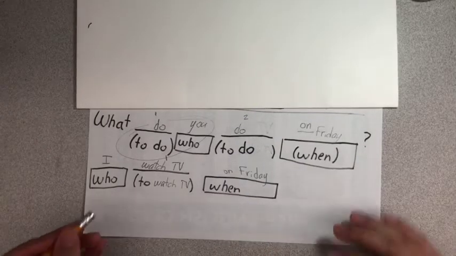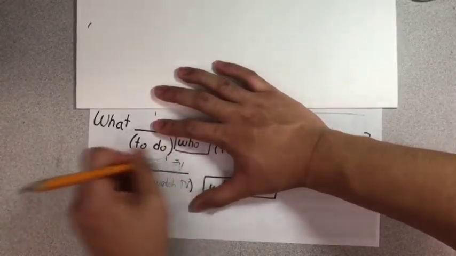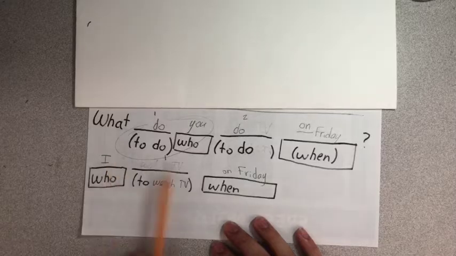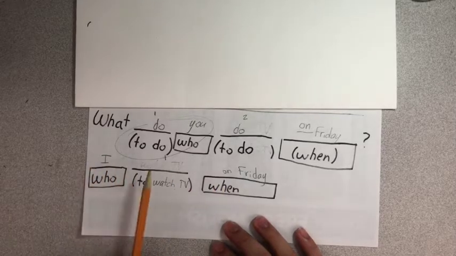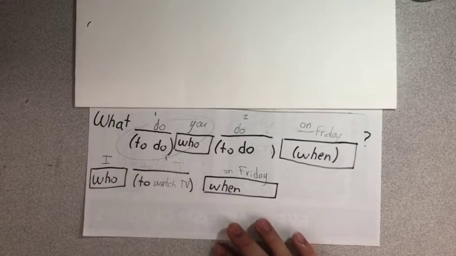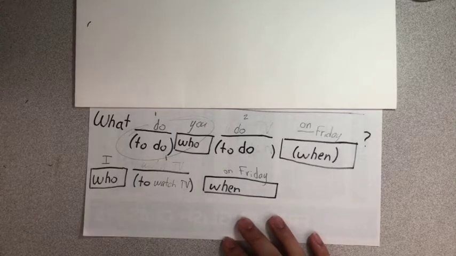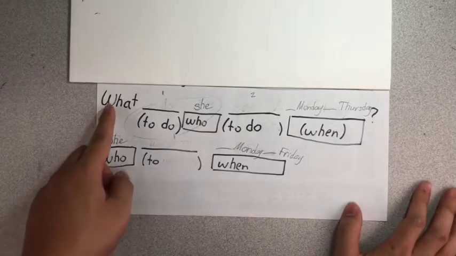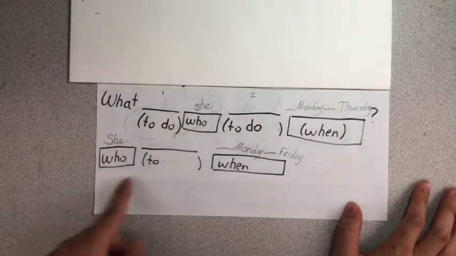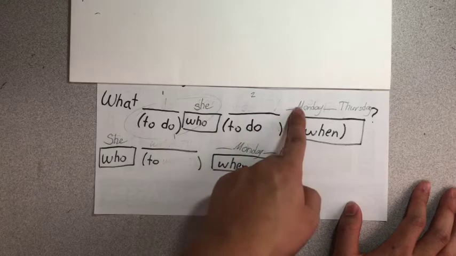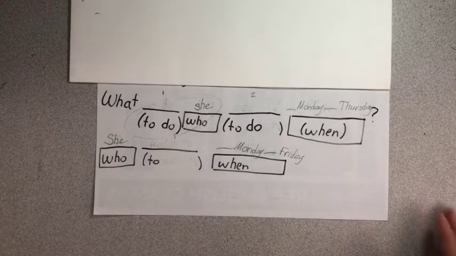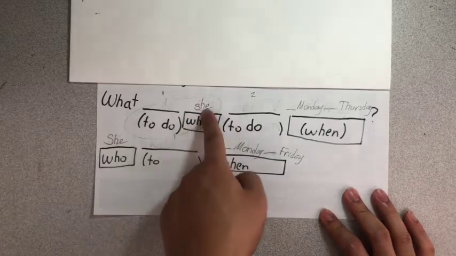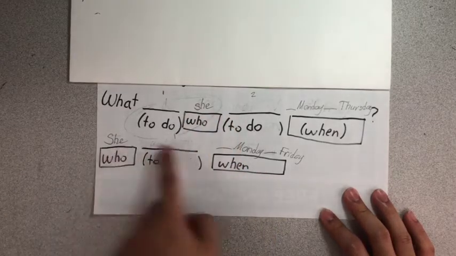Okay? And now tell me, what do you do on Friday? I want you to finish this sentence. I something on Friday. Okay, I want you to complete the same question with she and Monday, Thursday. So write the same question, but now with she, and the same answer with she.